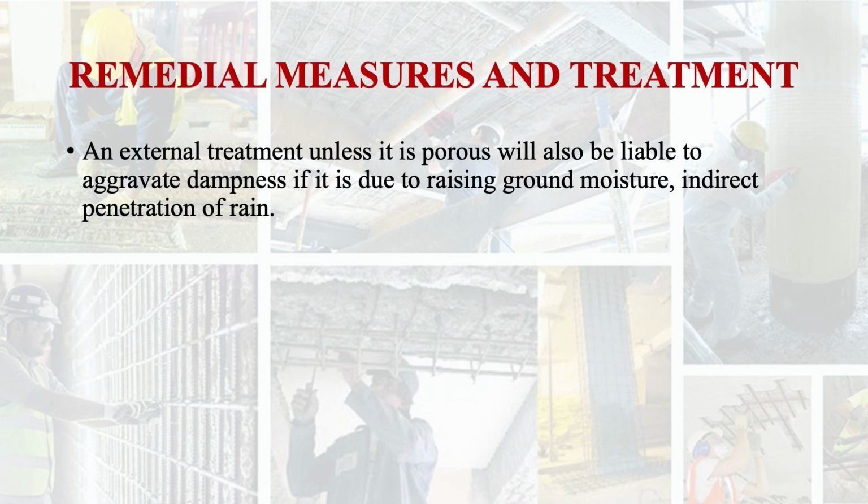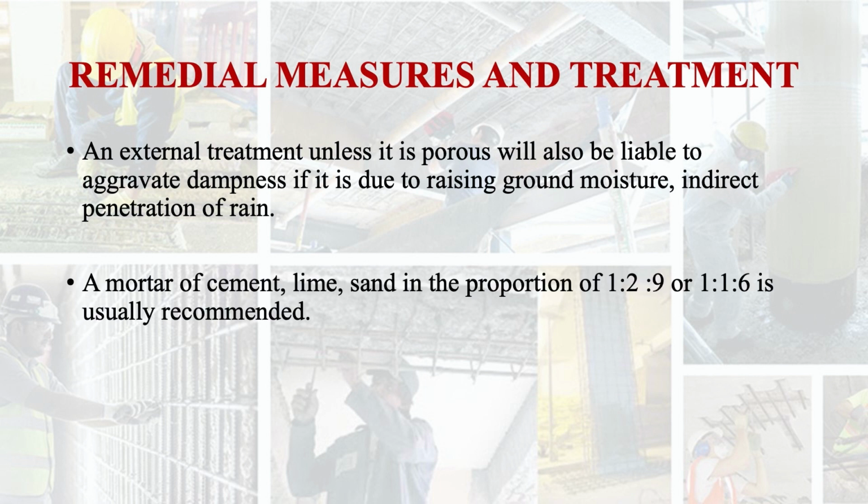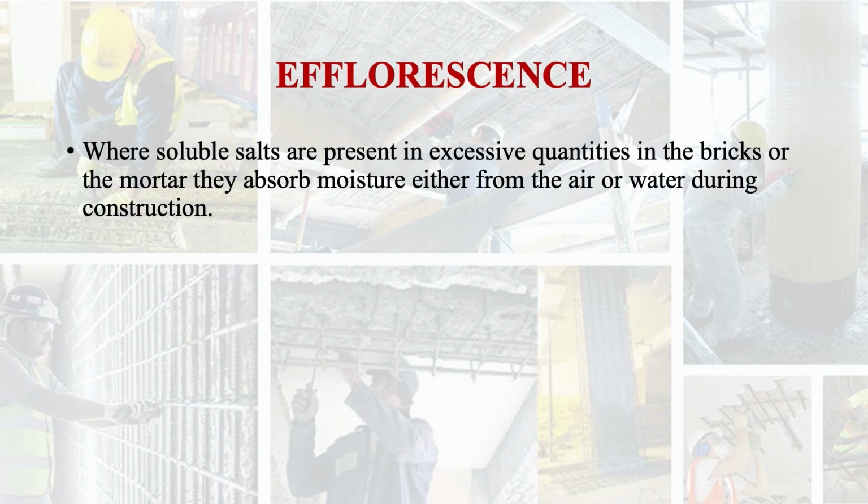indirect penetration of rain. A mortar of cement, lime and sand in the proportion of 1:2:9 or 1:1:6 is usually recommended. Now we move to efflorescence.